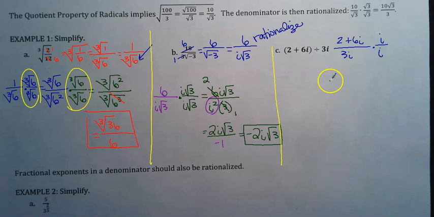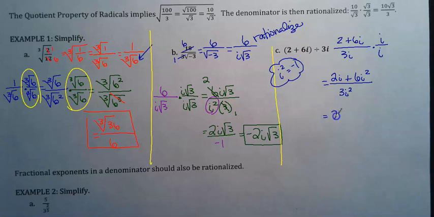Seems simple enough. In the numerator, we have to distribute this i, right? So we have 2 times i plus 6i times i, which is going to give me 6i squared, over 3i times i, which is 3i squared. Remember that we know i squared equals negative 1, so we have to apply that. So this is going to mean that this is 2i plus 6 times negative 1 over 3 times negative 1.